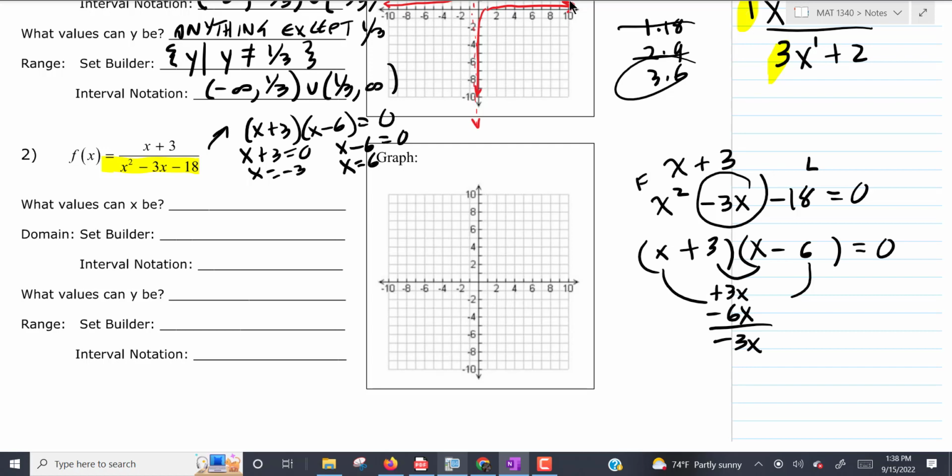So just in words, what can x be? Well, it can be anything except what makes the denominator 0. So it can be anything but -3 and 6. That's the idea.